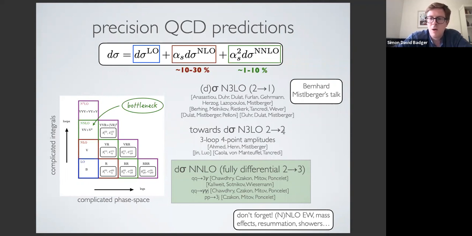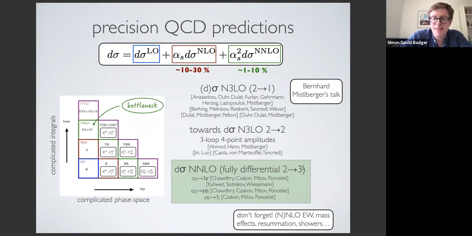There is some work that's coming about for three loop corrections for 2-to-2 scattering. At the current level, we're not able to do differential cross sections for those things, but we have seen a new set of three loop four particle amplitudes. And there have been a couple of papers from Fabrizio Caola, Andreas von Manteuffel, and Lorenzo Tancredi this year, pushing that frontier.